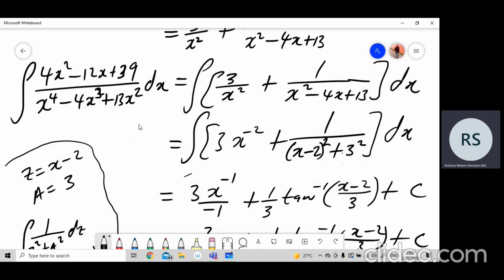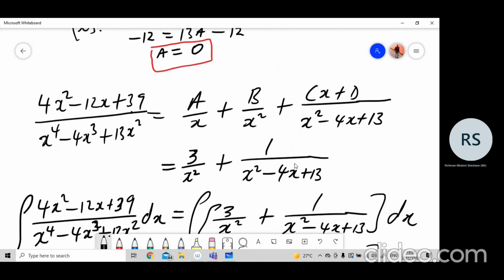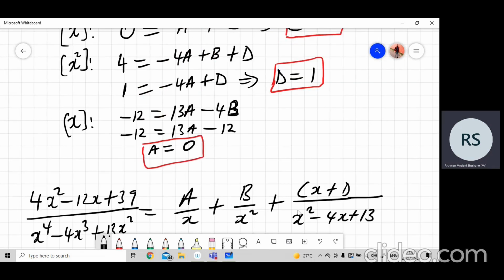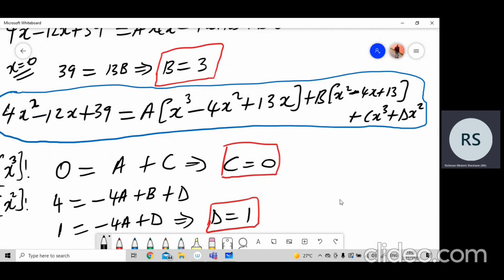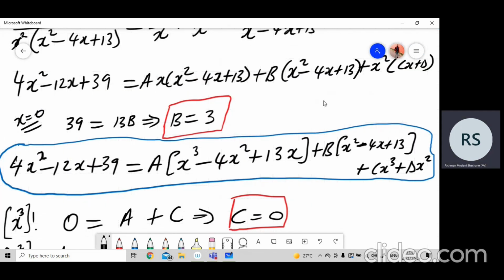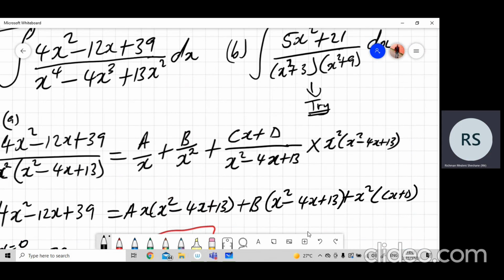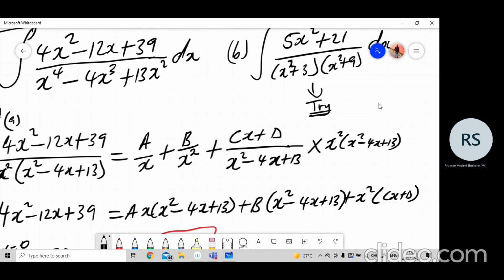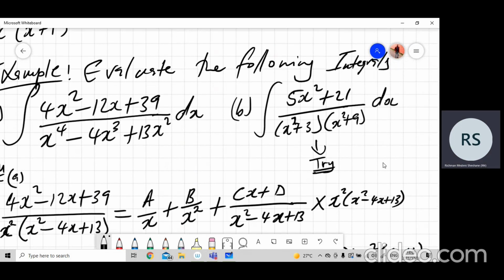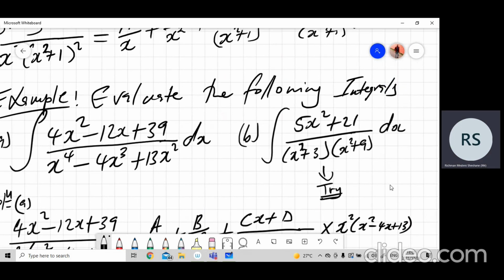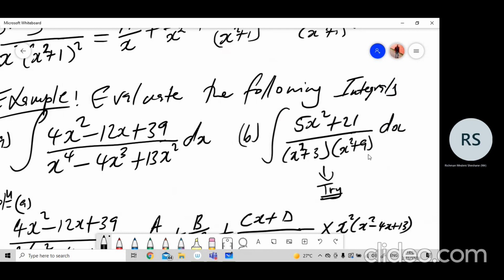And please try B. You can ask me in class on Monday if you're still stuck. I think there are examples in your study notes under integration by partial fractions, and I think there's a solution for B there also. So yeah, thank you.